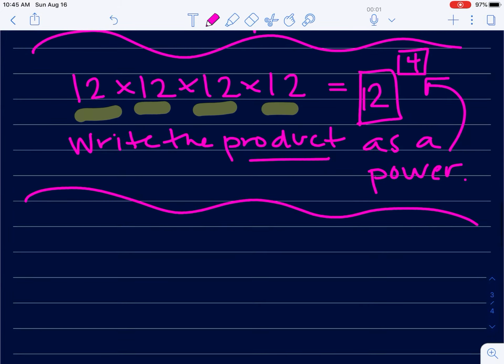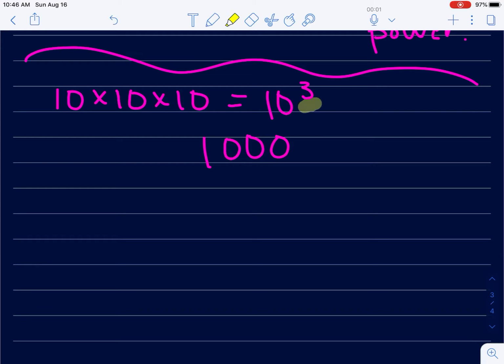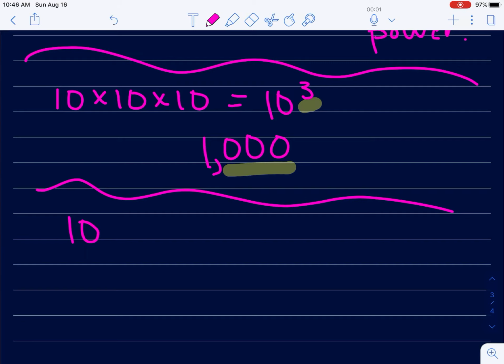Now let's talk about tens. If we had 10 times 10 times 10, that's 10 cubed, and the answer is 3 zeros because of this 3. So this correlates with these. You don't even have to solve it beyond that. That's the answer. So let's say we had 10 to the 5th power. That would be a 1 with 5 zeros. 1, 2, 3, 4, 5. So it's 100,000.